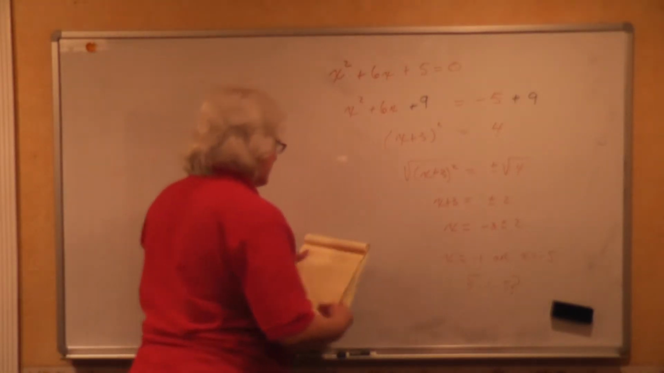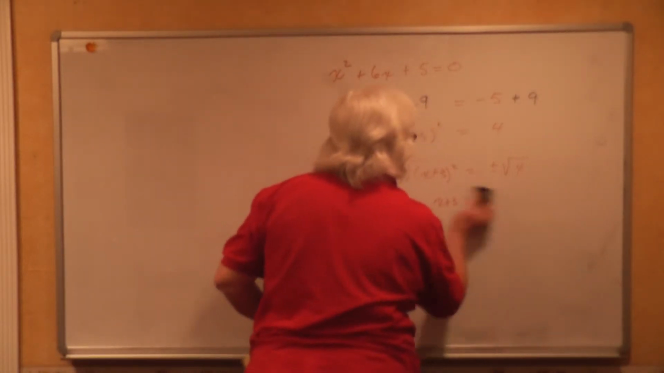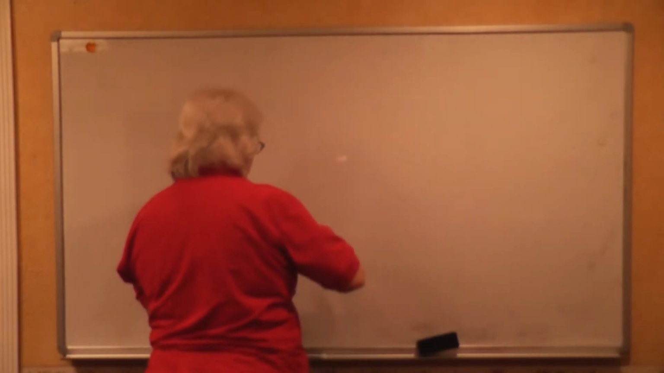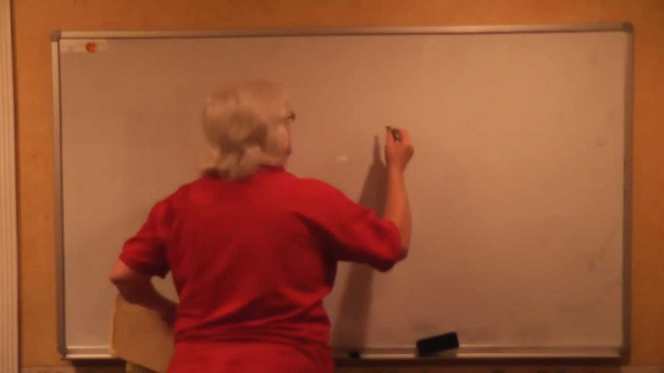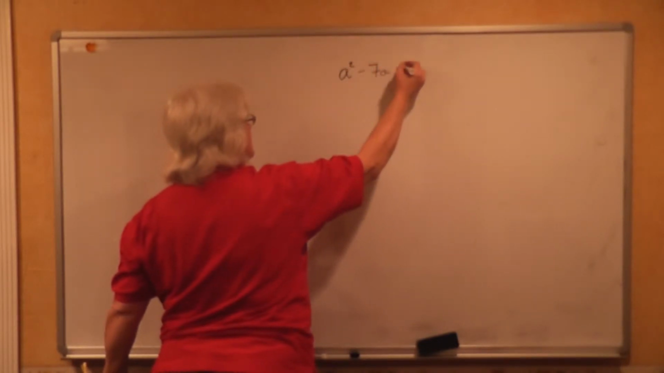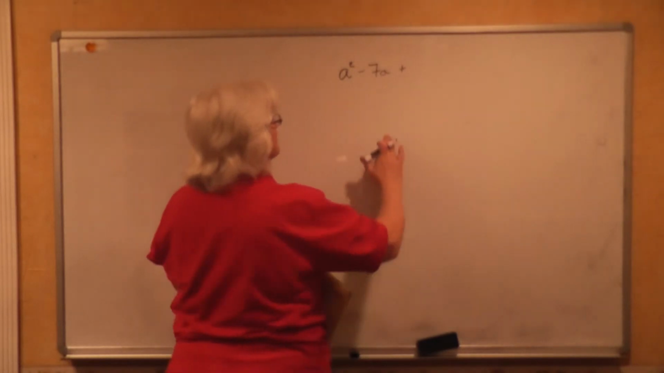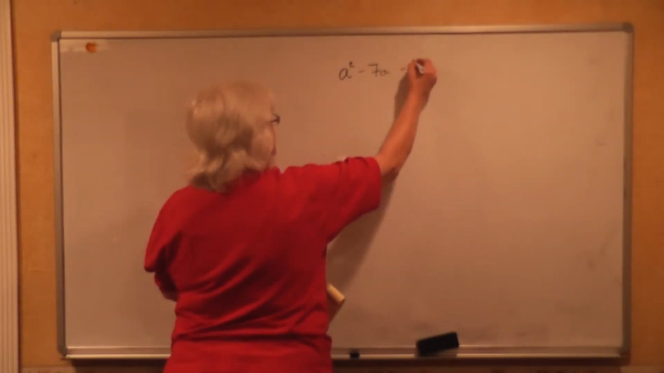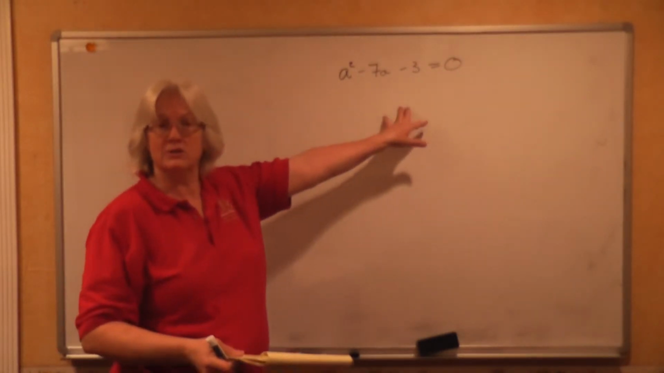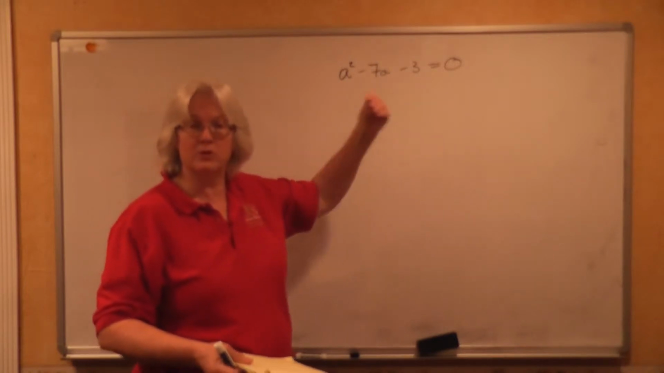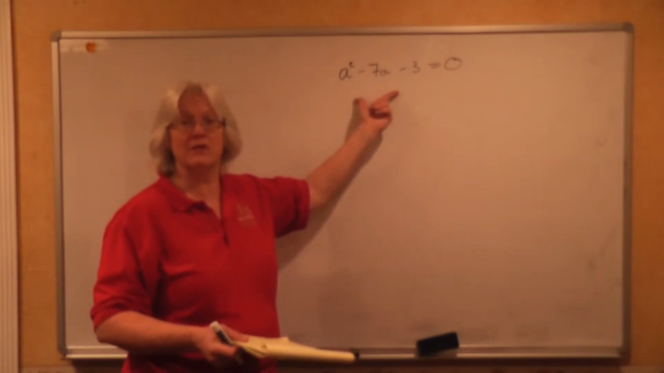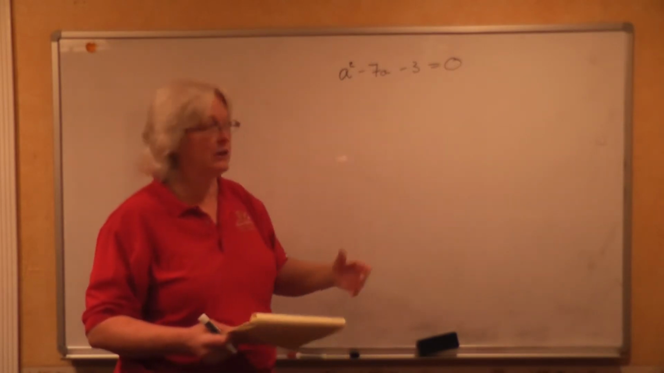Okay, we have a squared minus 7a minus 3 equals 0 that we want to solve by completing the square. You can't factor this. You can't use the principle of taking the square root of both sides of the equation. So we're going to have to solve this by completing the square.